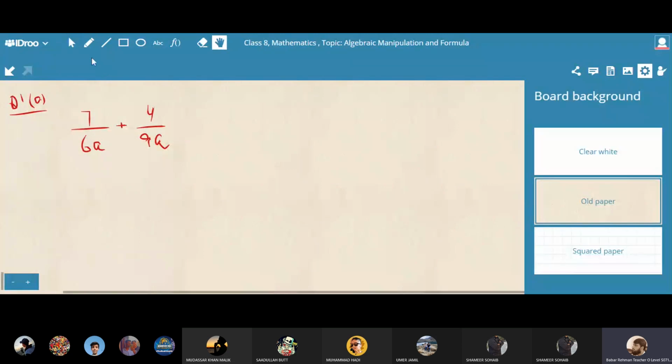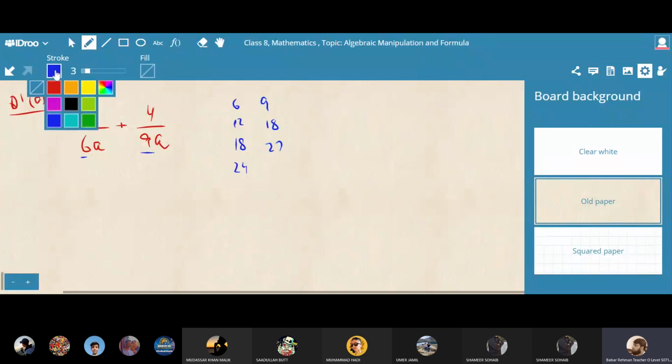Sir, 12. No. Now the denominators are 6 and 9. So let's see which number comes first in both tables. Read the 6 table: 6, 12, 18, 24. What about 9? 9, 18, 27. Which multiple is coming first in both tables? 18. Oh, very good.